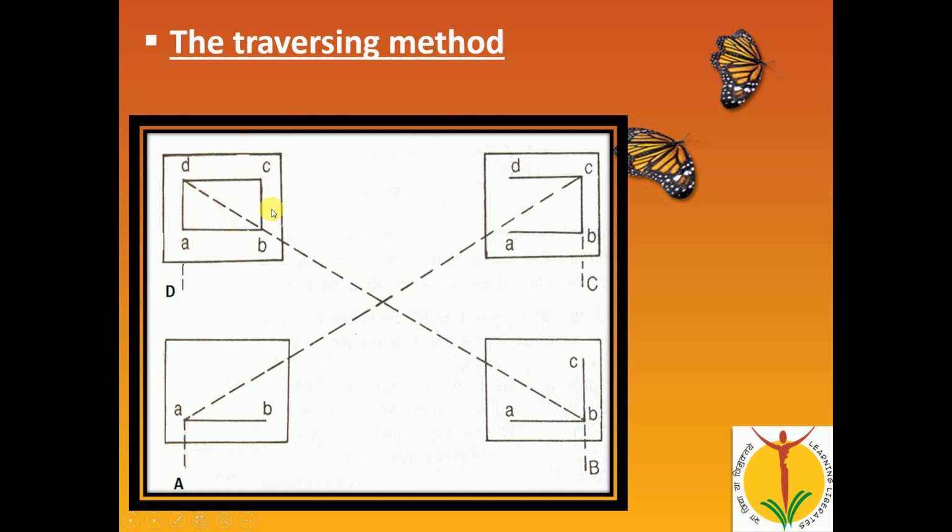But you can do one thing also: by using the intersection method, you can directly get these distances. Means you need not move the table to four stations. By moving the table only to two or three stations, you are going to get the required data. So this is the traversing method, means you are going to form the traverse.